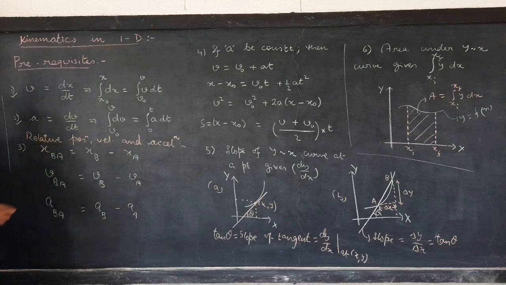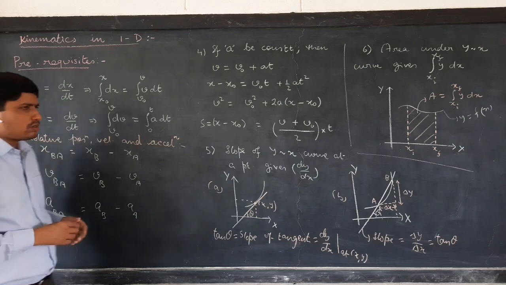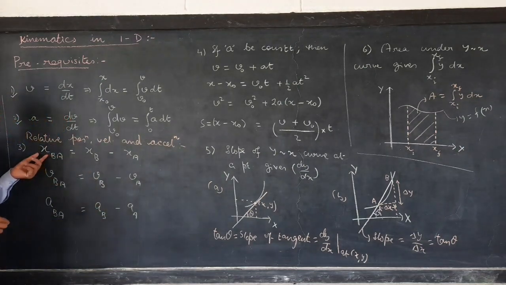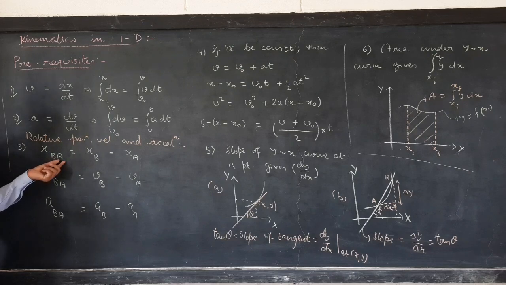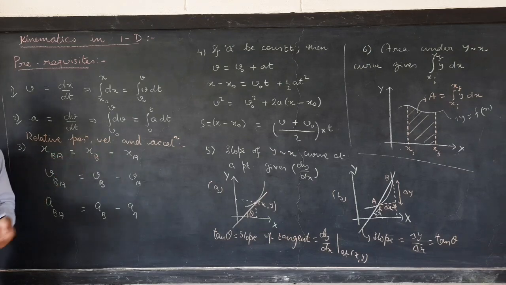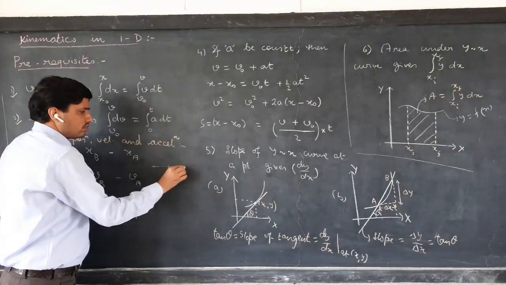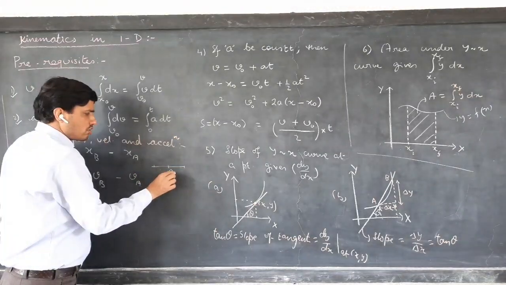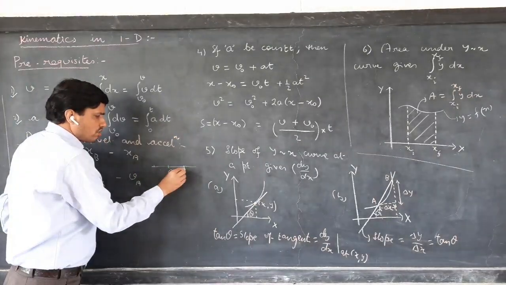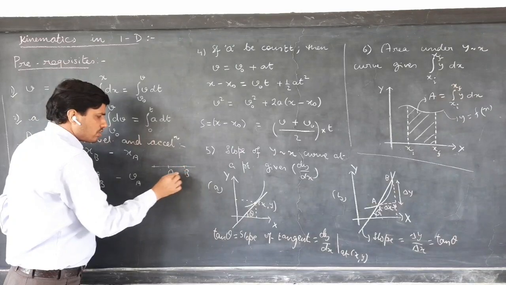Then we have relative values of positions, velocity, and acceleration. So position of some particle B with respect to some other particle A, we write as position of B minus position of A. It's very simple. You can obtain it from your intuition. If you are intuitive, you can think it yourself.